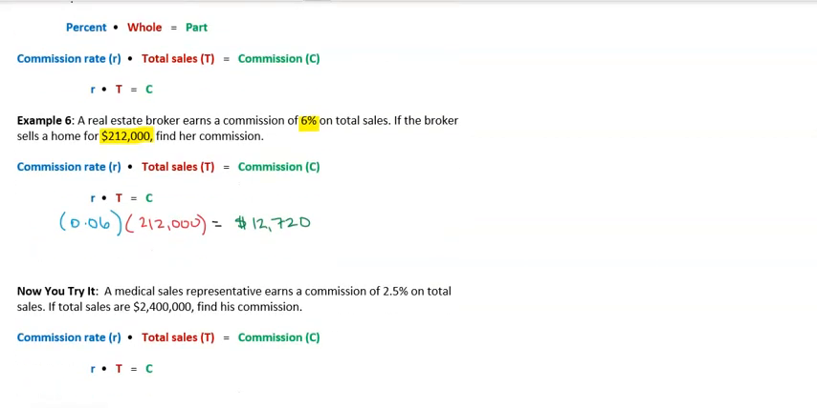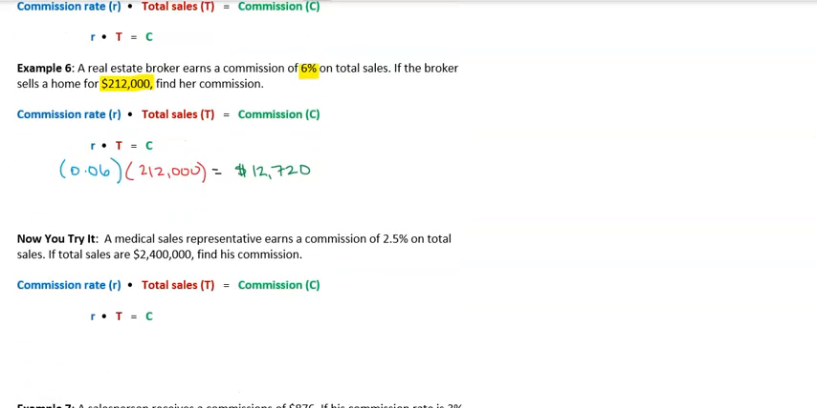Okay, so next you can try this one. And so pause the video and then come back and take a look at the answer. Okay, so I've highlighted the important information here. R is the rate of their commission. The total sales, T, is $2,400,000, and you should get that their commission is $60,000.